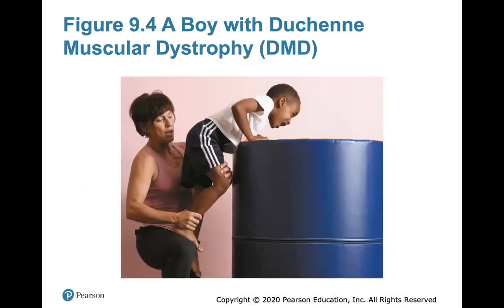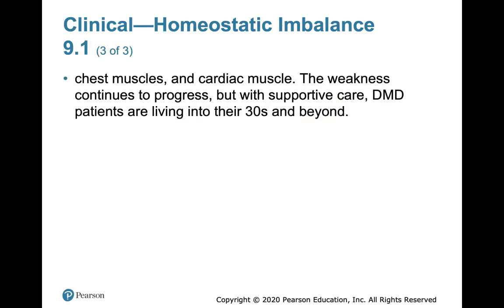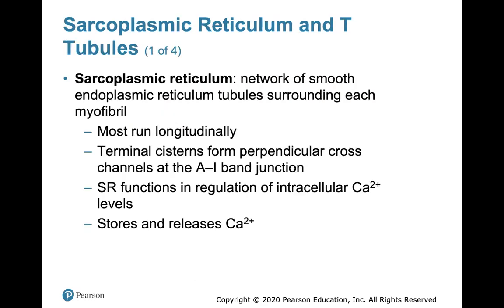And this is just a look at a boy with Duchenne muscular dystrophy. Again, it's kind of characterized if you see a boy or a child between the ages of 2 and 7, just easily falling or not having a lot of coordination, you kind of want to take a look at their muscle mass. It eventually affects their chest muscles and cardiac muscles. So the weakness will eventually just affect their heart beating and the ability to breathe. But with supportive care, again, they can live in their 30s and beyond, but not always very common.